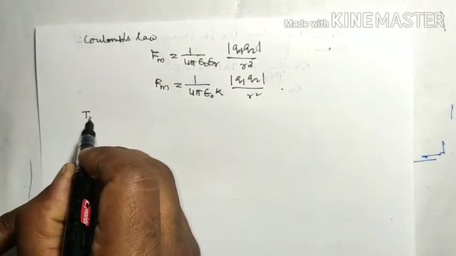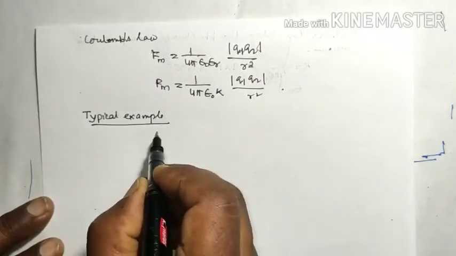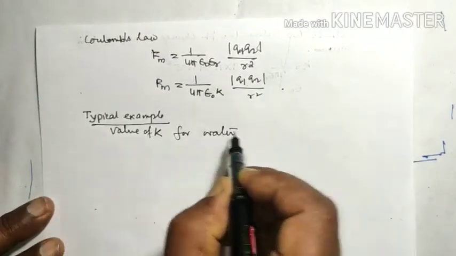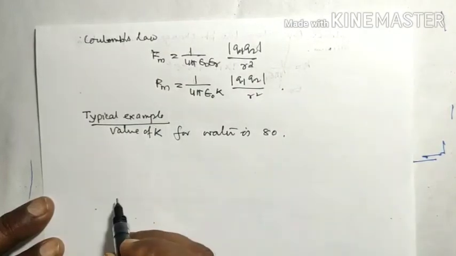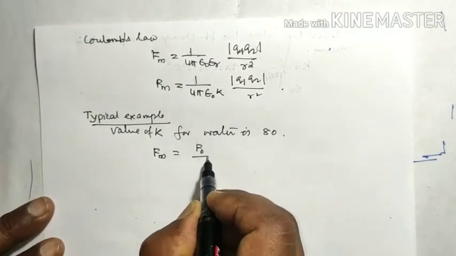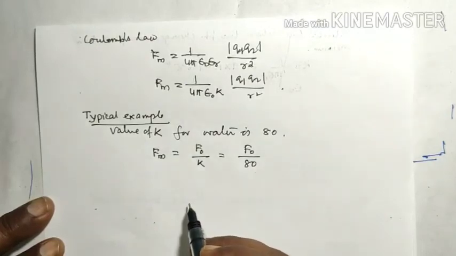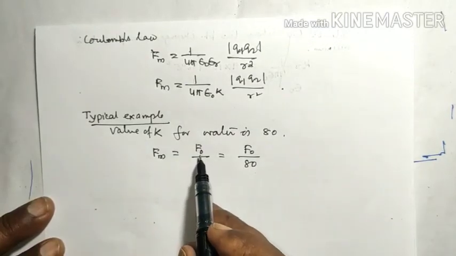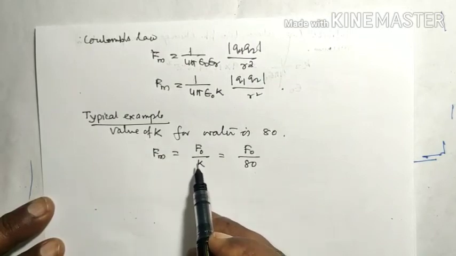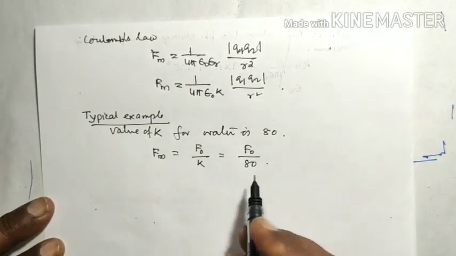Let us give you a typical example. The value of K for water is nearly 80. So Fm equals F0 by K. So this is F0 by 80. That means if the 2 point charges are placed in water, then the force will be reduced by a factor of 80, that is F0 by 80.